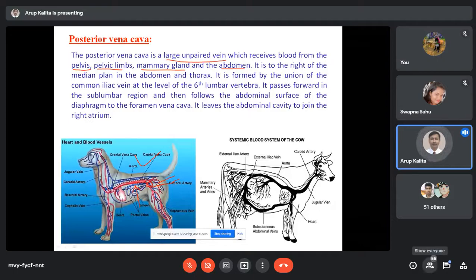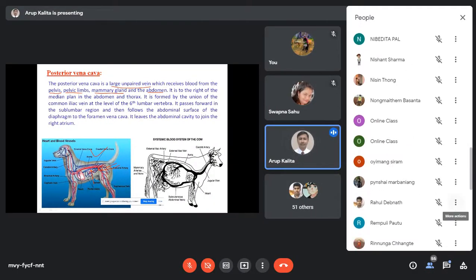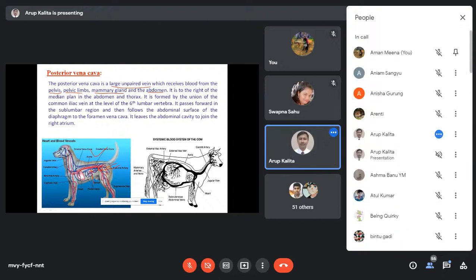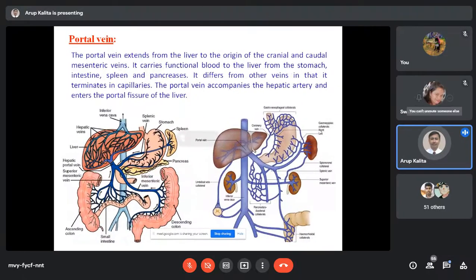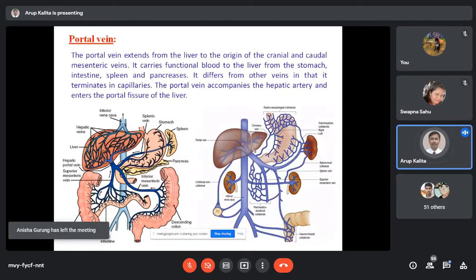And after that, this posterior vena cava will join at the right atrium. So this is all about the posterior vena cava. Clear? Okay. Next, portal vein. Portal vein we have already discussed, but even though I will explain again.